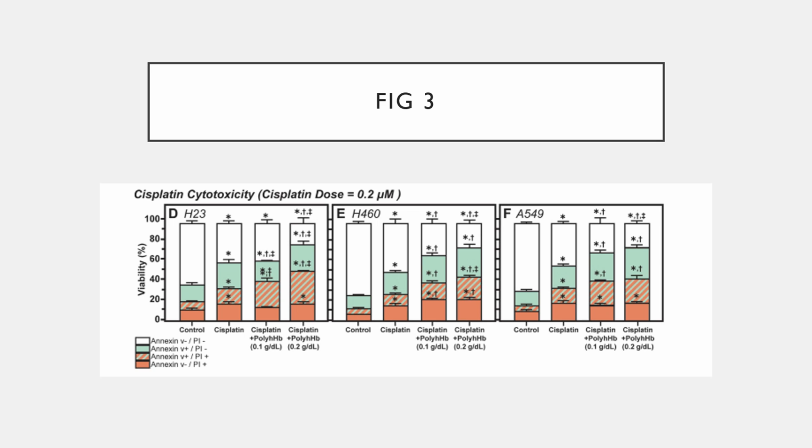The cisplatin in combination with 0.1 grams per deciliter polymerized hemoglobin rendered the smallest number of viable cells, but all of the differences for the viable cells were significantly different. And so, moving on.